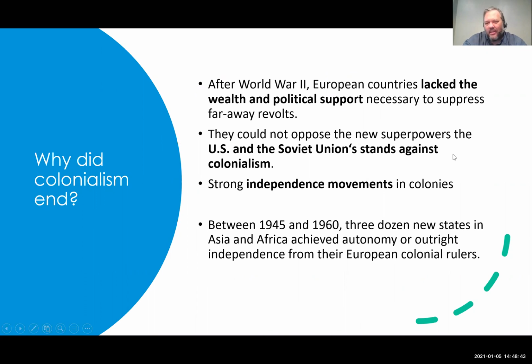So when we talk about again colonialism, and again you'll learn a lot about this in world and U.S. history, but when we're looking at it in geography, we're looking at why maps change, and this is one of the big reasons.